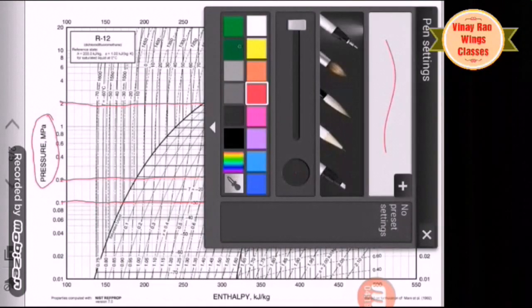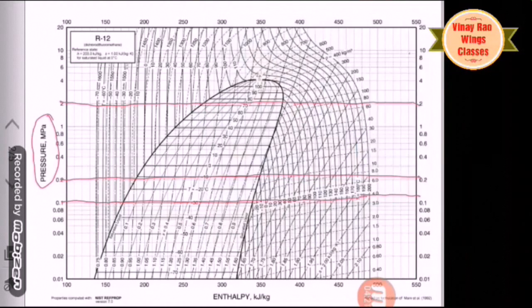After this, I will explain the temperature lines. If we are taking 0 degrees Celsius, this is the 0 degrees Celsius line. We are moving downward. These are the temperature lines. This is the critical point.